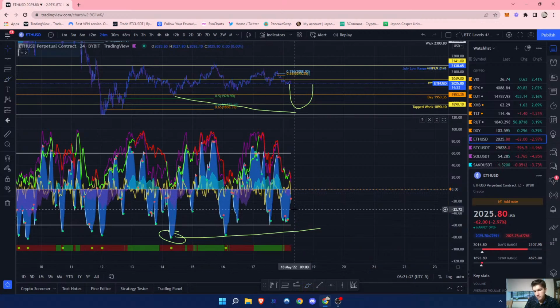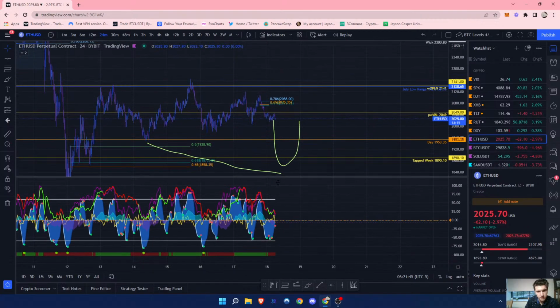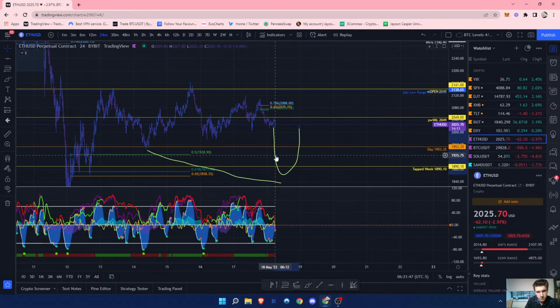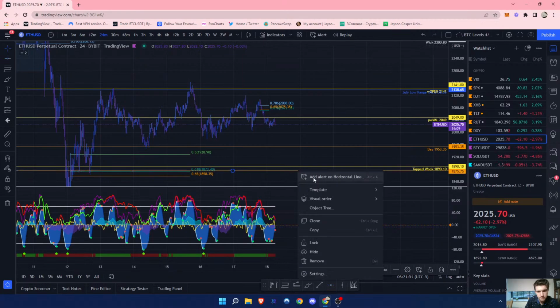So again, go to money flow, momentum. Really the first thing I look for is momentum. But money flow is just something that backs it up. So this is long number 1.